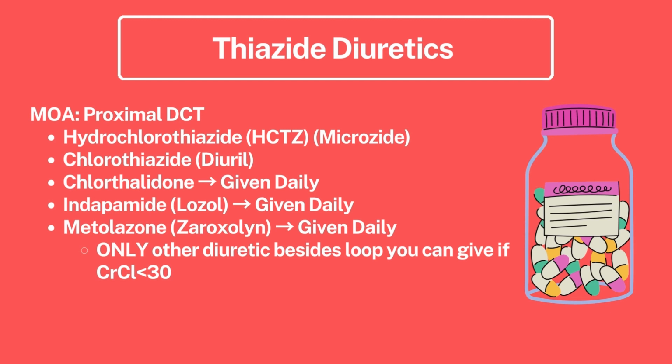The only thiazide diuretic that can be used, which is considered a thiazide-like diuretic, not a pure thiazide diuretic, is metolazone, Zaroxolyn, which is given daily. And this could be given to patients with creatinine clearance less than 30. So this is the only thiazide diuretic that can be given to a patient with a creatinine clearance less than 30. And loop diuretics are recommended for patients who have creatinine clearance less than 30. But it is important to know that metolazone is the exception to that rule.